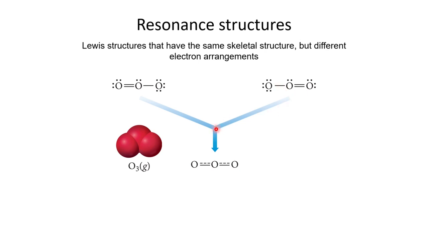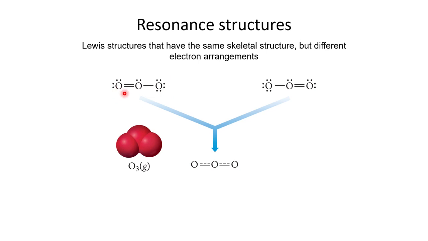Experimental evidence shows us that the actual compound looks like this, which means that both of these are contributing equally to our compound. Okay? So we can double check that this is drawn correctly by counting our electrons.